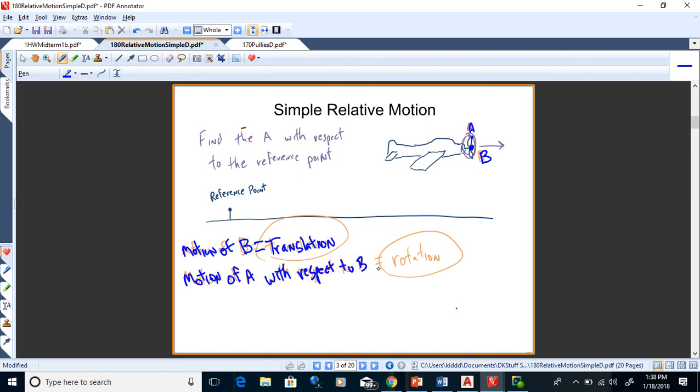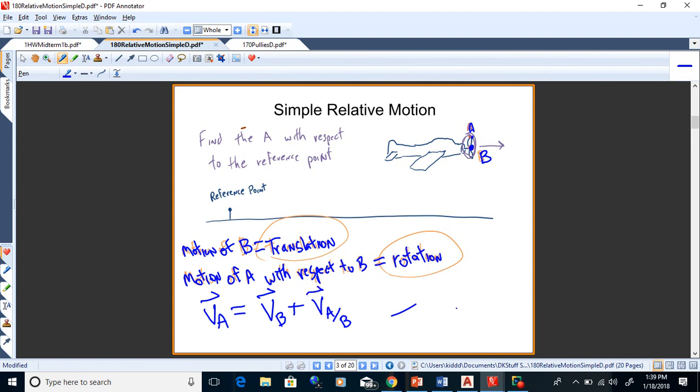So even though the overall motion of B is kind of complicated, the two component motions that go into it are pretty simple. So if you want to get the overall motion of A, we're looking at velocity here, so we'll call that the velocity of A. What we could do is take the velocity of B as a vector and then add the velocity of A with respect to B to it.